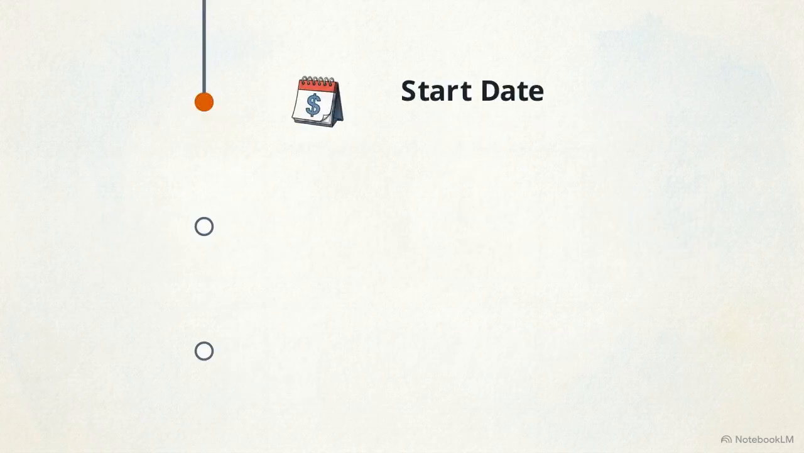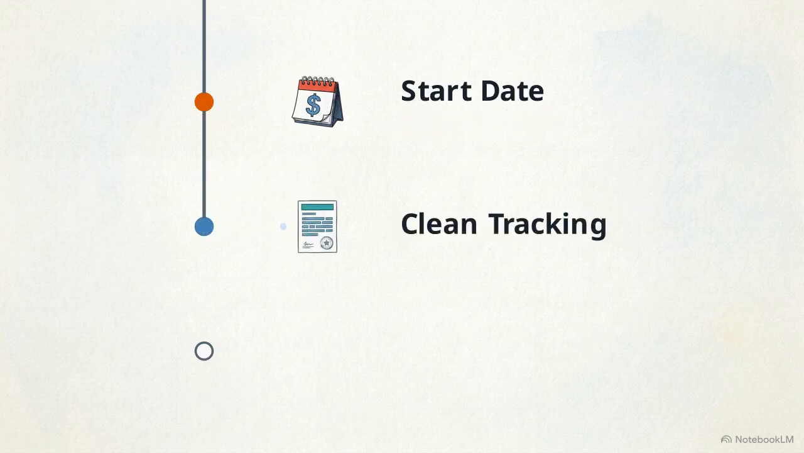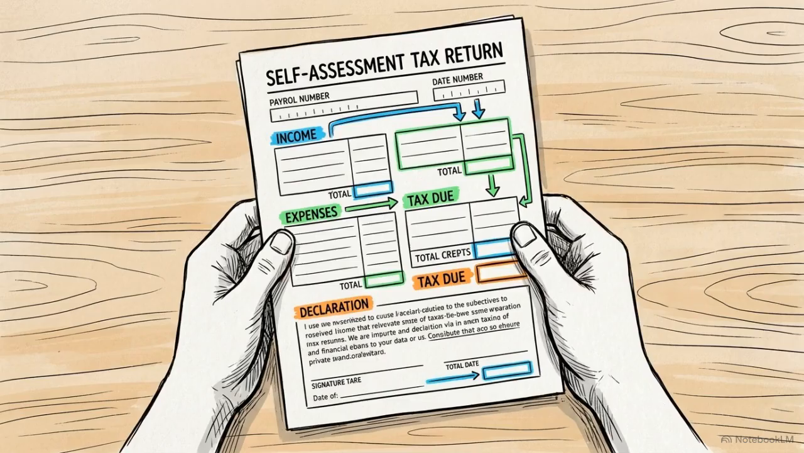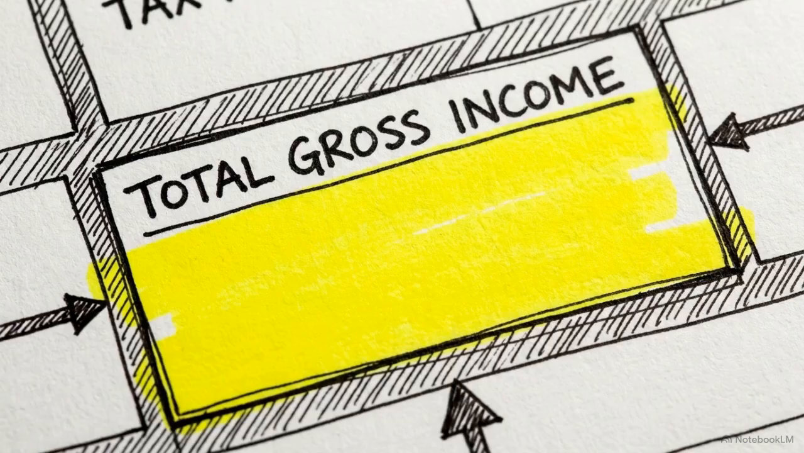To get you ready, we will calculate your exact mandatory start date, establish a clean data tracking system, and eliminate the hidden software errors that trigger HMRC audits. Your first step is to pull up your last completed tax return. Find your total gross income figure. We need this specific number to determine when the new laws apply to you.